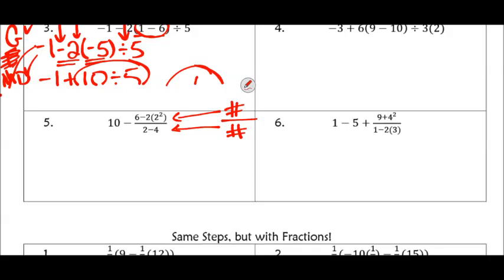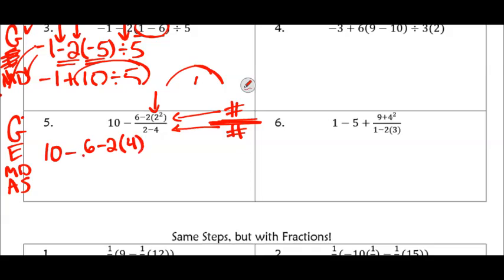So on the top, I really need to pay attention to order of operations. I have a grouping symbol, and inside of that grouping symbol, I have an exponent. So I'm really taking care of my grouping symbol first, although not even completely. The fraction bar is a grouping symbol, so I'm not even really finished with that. I have to do order of operations inside of there. So I'm going to do my exponent first. 10 minus 6 minus 2 times 2 squared is just 4. All of that is over 2 minus 4.